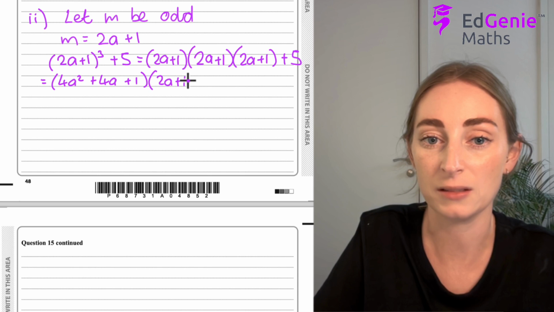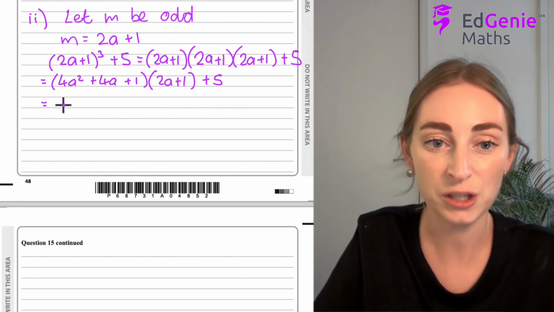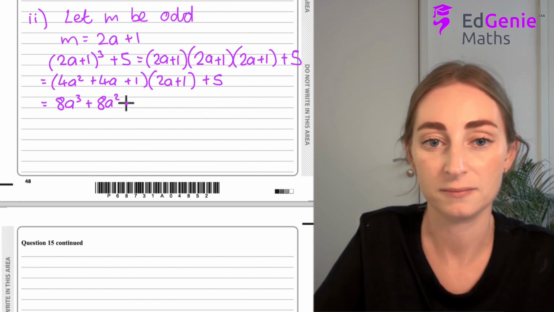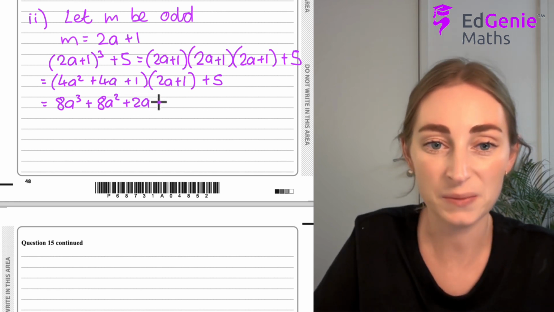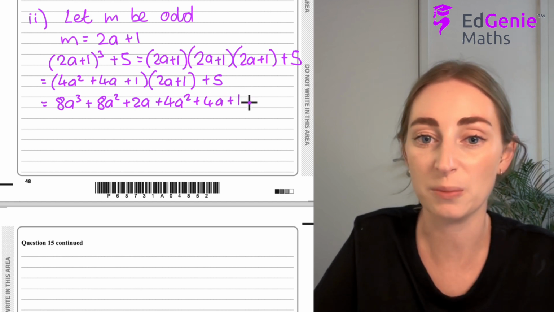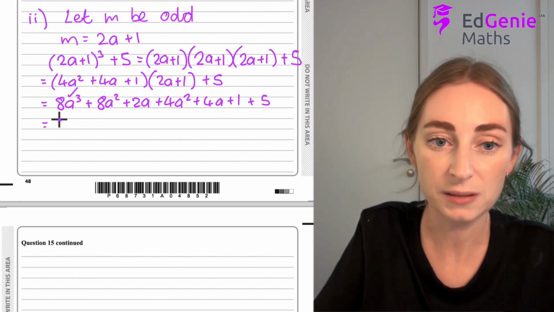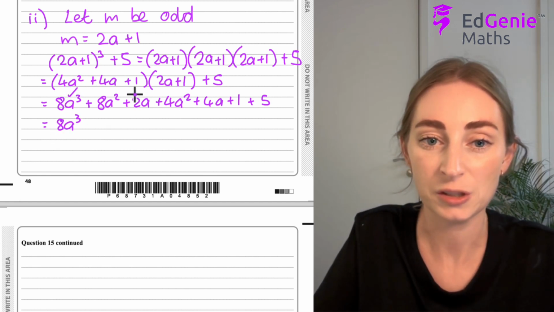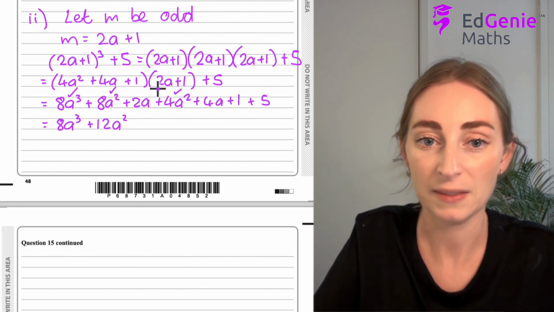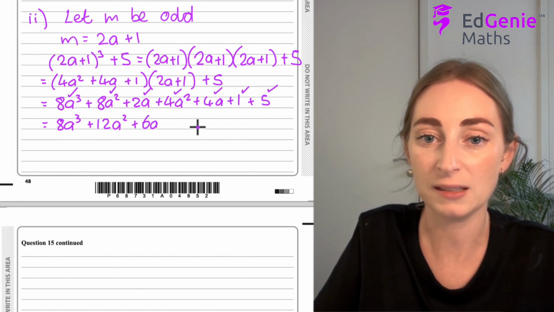And multiply that by 2a plus 1. Right, let's multiply everything by 2a. Multiply everything by 1. And then don't forget we've got plus 5 on the end. Now let's simplify it down. a cubes, so 8 of those. The a squareds, we've got 8 and 4, so that's 12. Then the a's, we've got this one and this one, which is 6a. Then we've got this and this, which is 6.